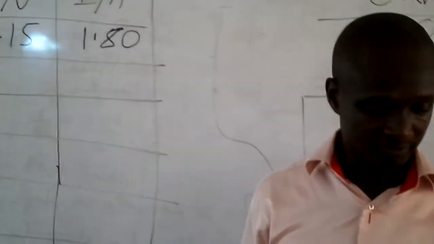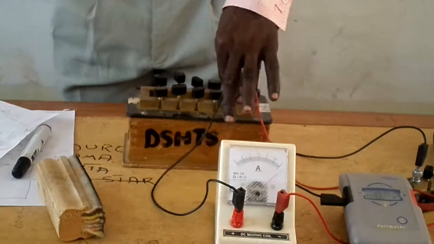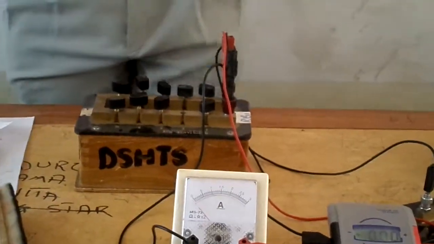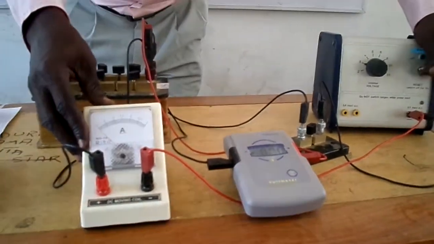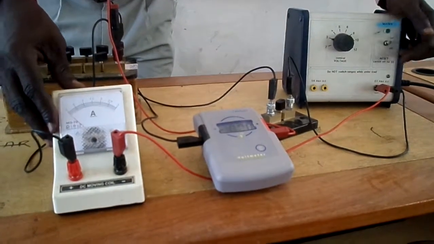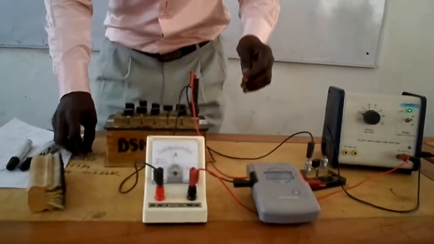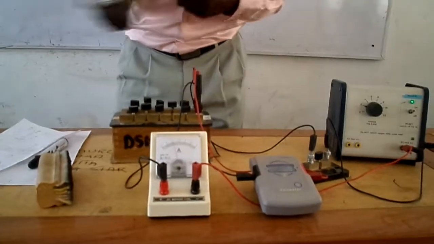That is when I remove 1 ohm resistor from it. Now let me put it back. This time round, let me take 2. And I take 2 ohm. Let's see what will happen. Our power supply is giving us problem. So when I take 2 ohm, let me record what we have here.